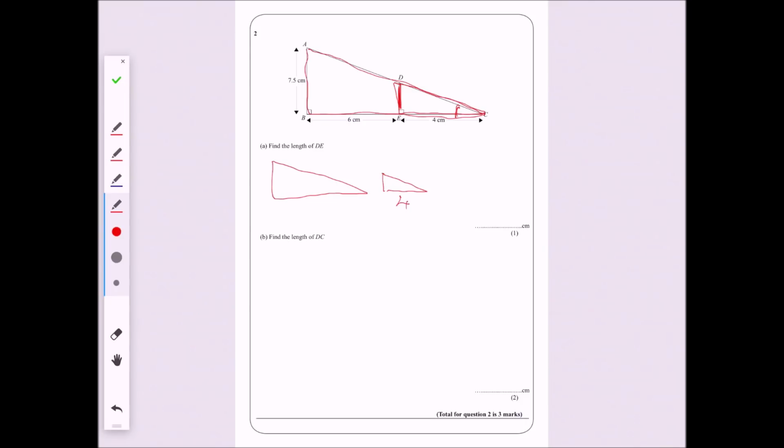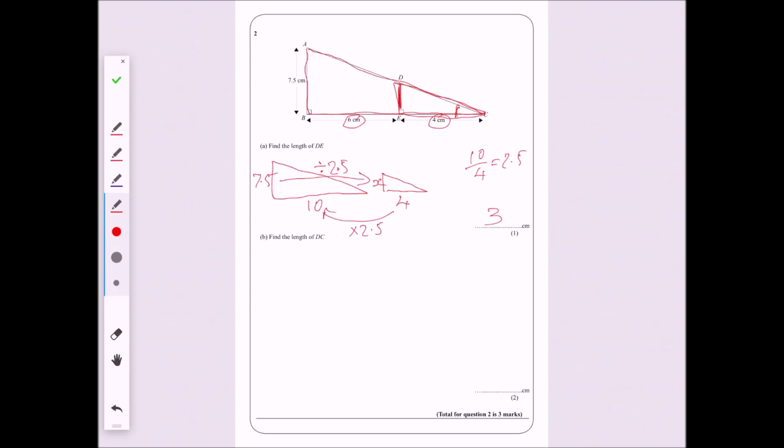So the base of that one is 4 and the base of that one is 10 because that's 6 add 4. So to get from 4 to 10, 10 divided by 4 is 2.5. So the bigger triangle is 2.5 times bigger. Now we're after this distance here, and we know that this is 7.5. So to go that way, we're going to divide by 2.5, and 7.5 divided by 2.5 is 3 centimetres.